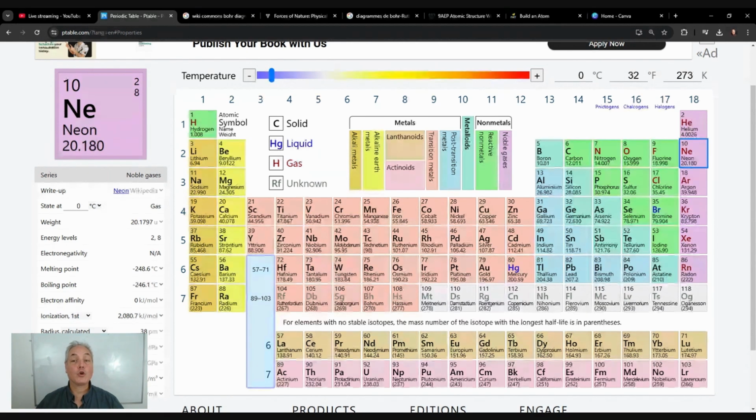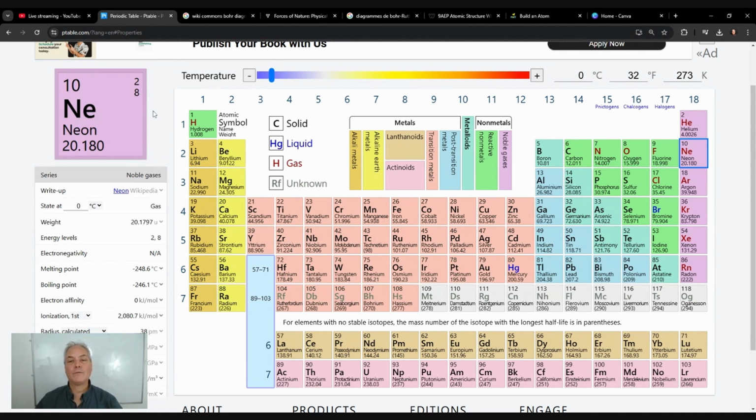Now, when we think of rows on a periodic table, we can also call them periods. So here, you look at the number: the first period is the first row, the second period is the second row, and the third period is the third row. So period is a good one to know.